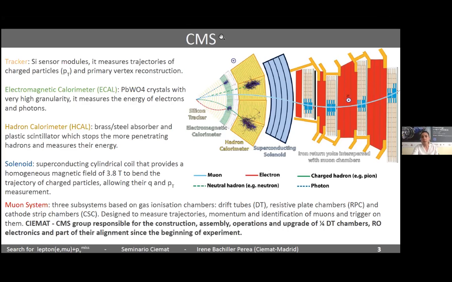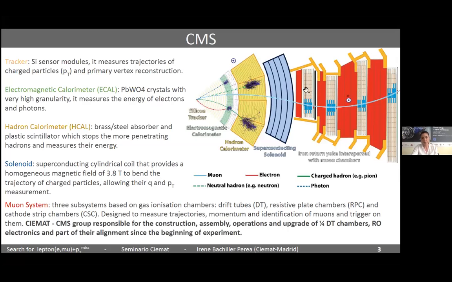The only particles that cross all these layers are the muons. So outside the superconducting solenoid, we place the muon system. The muon system has 3 different kinds of chambers: the drift tubes, resistive plate chambers, and cathode strip chambers. They are all designed to measure the trajectory, the momentum, and the identification of muons, but it also provides a trigger.